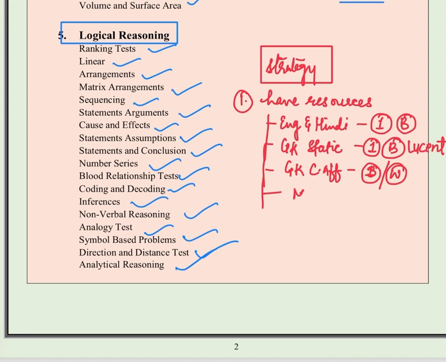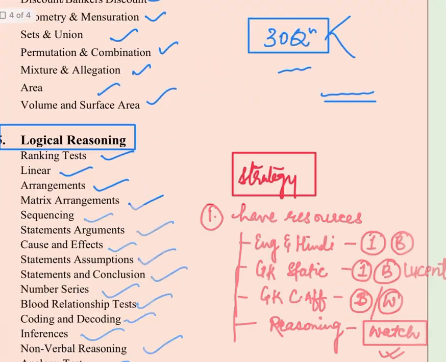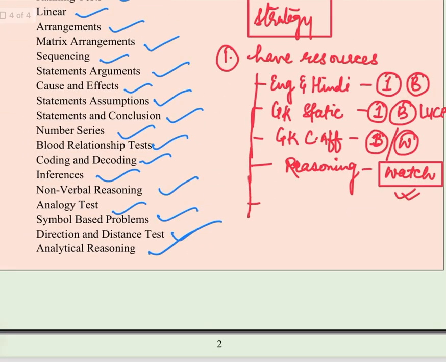Next is the reasoning part. For reasoning, I would say watch videos, because if you buy a book, the book will not be able to make you understand, but the YouTube teacher will make you understand. So for reasoning you have to watch videos on YouTube. For everything that you do, one thing I left behind, and that is computer science. Again, you can choose between buying a book or watching a video.